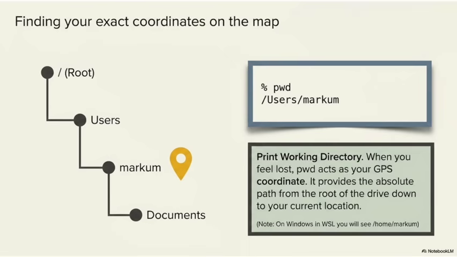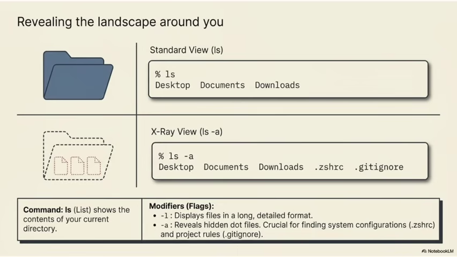The directory tree on the left of this slide shows exactly how that path maps to the file system hierarchy. Root at the top, Users below it, your username below that, and your current folder at the bottom. Every path in your terminal is a route through that tree. The present working directory tells you your current node.